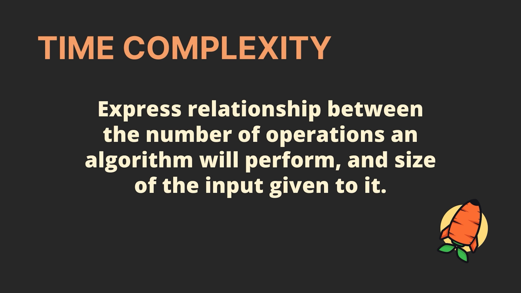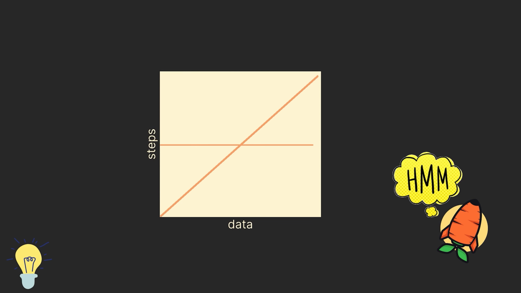What exactly does this mean? Well, it means this. We're looking at the number of steps an algorithm will perform as a function of the size of the data that is passed to it. So as the size of the data increases, what happens to the number of steps that the algorithm must perform? Does it remain constant, or does it increase in a linear fashion, or does it increase quadratically, which you can't really see in this graph, but we'll come back to that later.